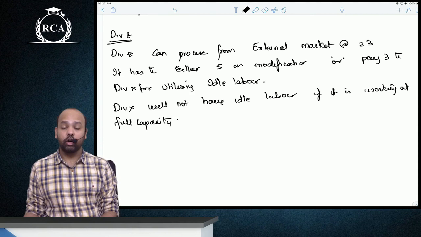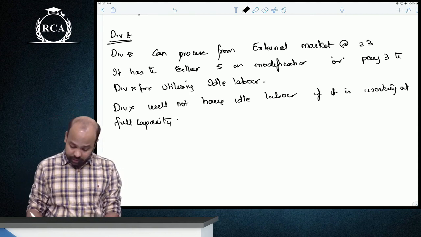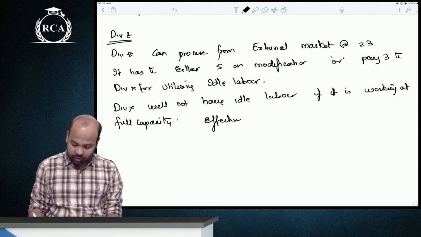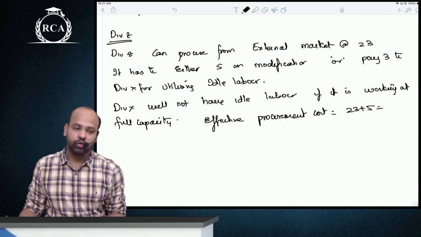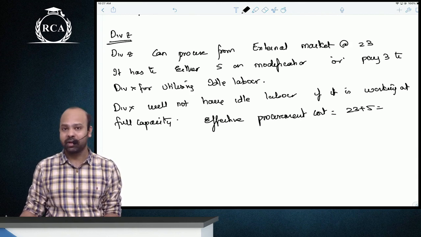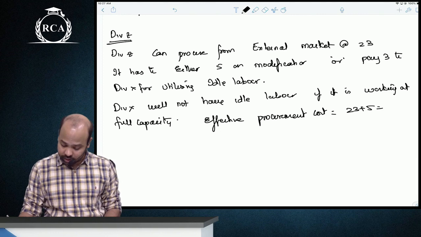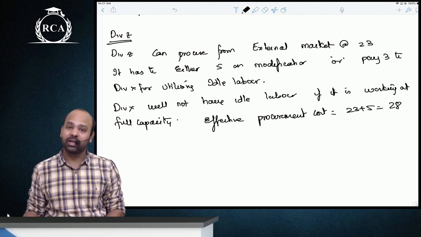Division X beta will not have idle labor if it is working at full capacity. Their effective procurement cost can be written as such. Alternatively, you can say that capacity utilization has nothing to do with labor. In spite of working at full capacity, they might have idle capacity. So the effective procurement cost is 28 rupees.